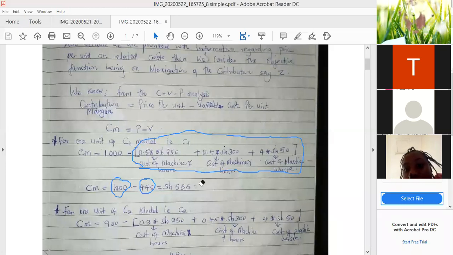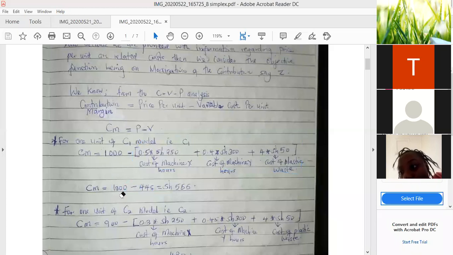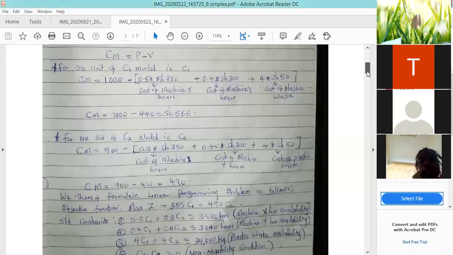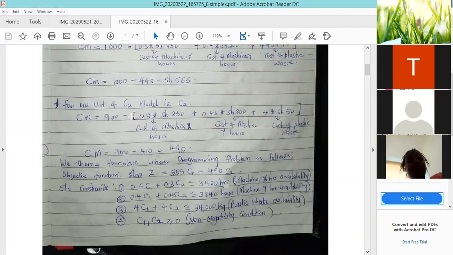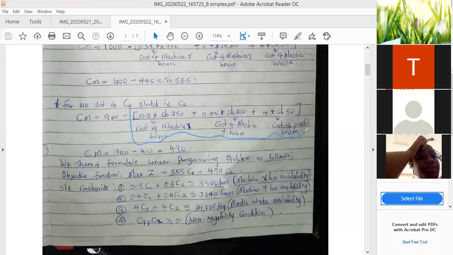Then we also do the same to C2, where again we take into consideration from the first table given how much of the time is required by a unit of C2, 0.3 from machine X and 0.45 from machine Y. So in total, plus remember the plastic waste is also going to cost us. So in total, we end up having an amount equivalent to shillings 410. The whole of this calculation here, let me show you. I've computed it. The whole of this is coming to shillings 410, a difference of 490 as our contribution, from the selling price per unit of 900 shilling.